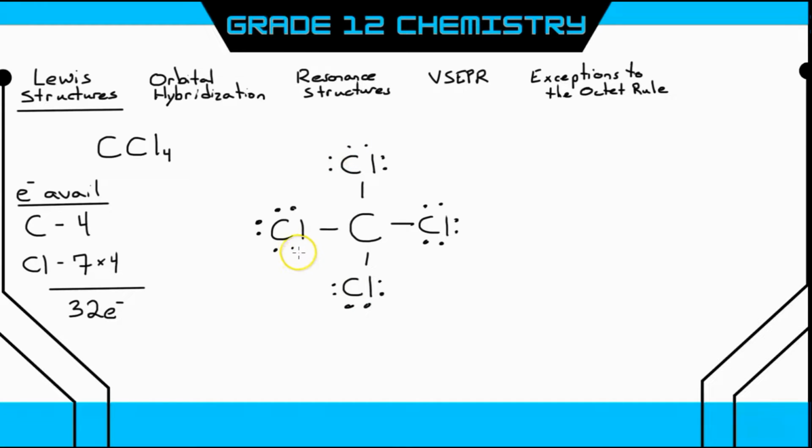So now what we have to do is look at how many electrons we used in our diagram. If we used not enough or too many, then that's not good. So for each chlorine, we have 6, plus this extra 2. So that's 8. And 8 times 4 is, well, 32. There we go, 32 electrons. So we've used the same amount that we have available. So this is good.